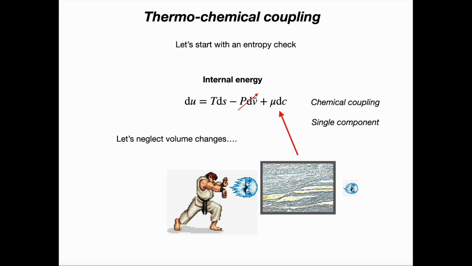To simplify things, we are going to neglect volume changes. So the PdV term will disappear. Now, this equation is simplified: du equals TdS plus mu dC.